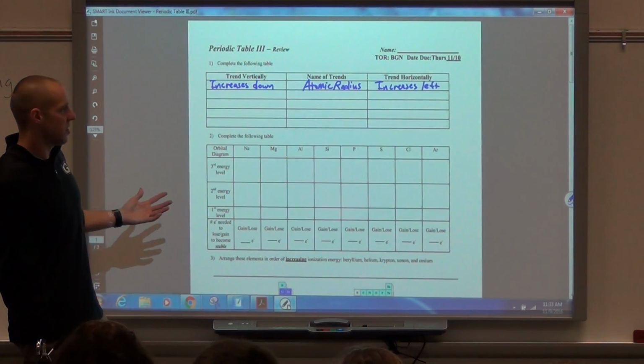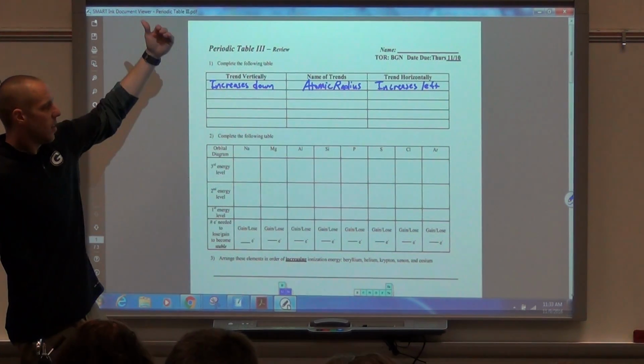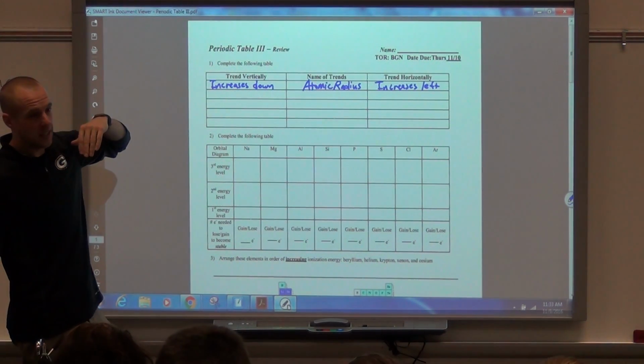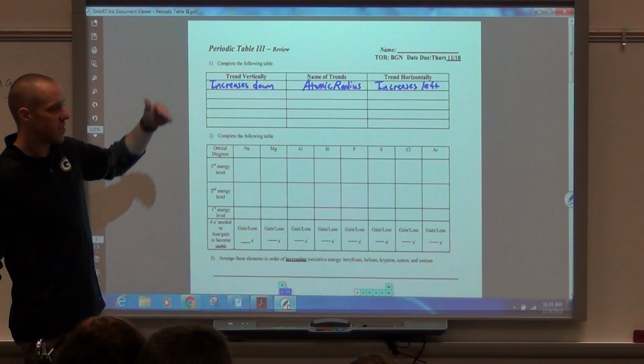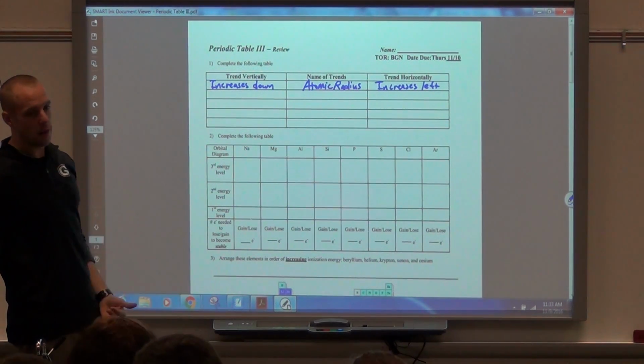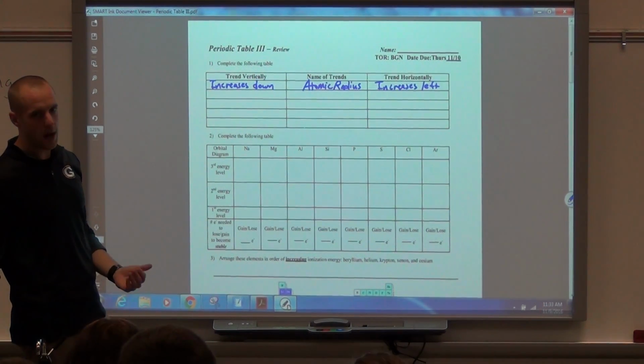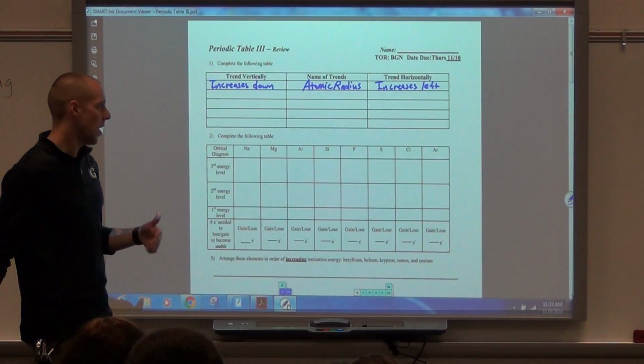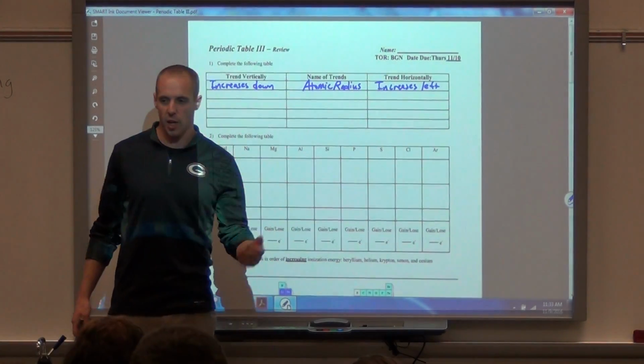So I wrote that, how does the atomic radius trend vertically? So from top to bottom. And all I wrote was that it increases down. What that means is the size of the atomic radius is increasing as we move down the periodic table. And why? It's because we get more energy levels. Okay? Then this trend horizontally is that it increases to the left.